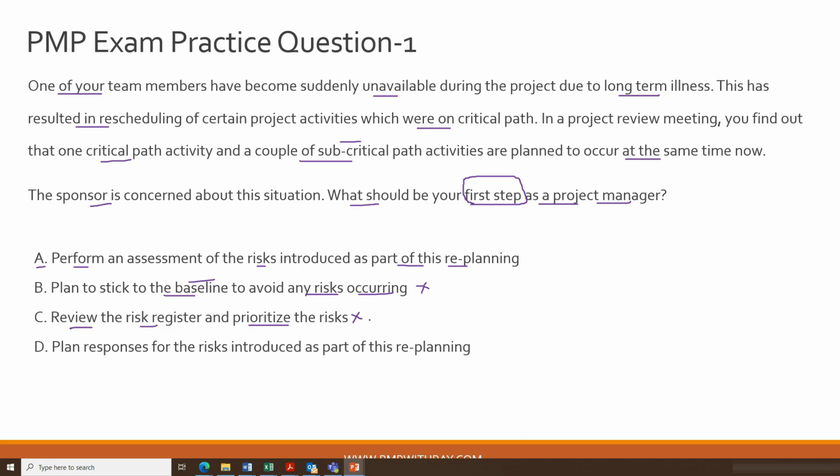You have to do an assessment of the risk first. You have to plan the risk responses, etc., etc. Okay, so that way, option C is jumping steps, and that is why option C is an incorrect option.